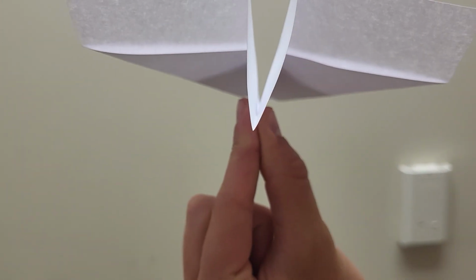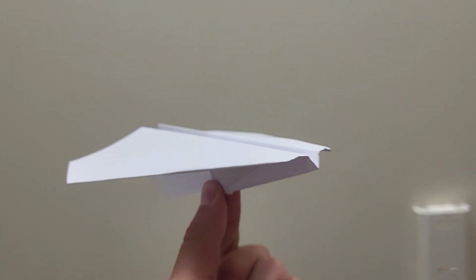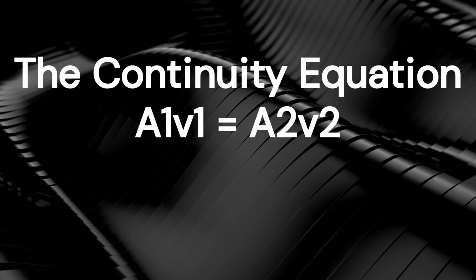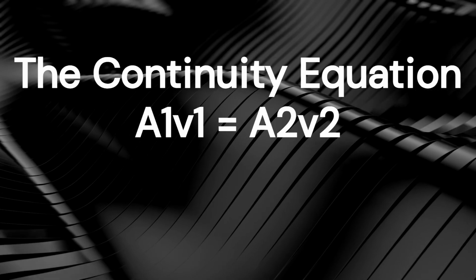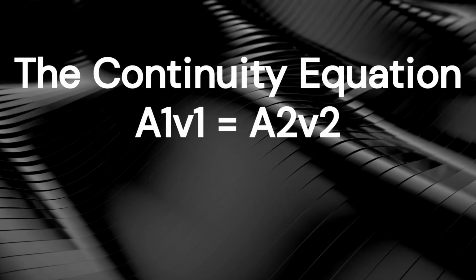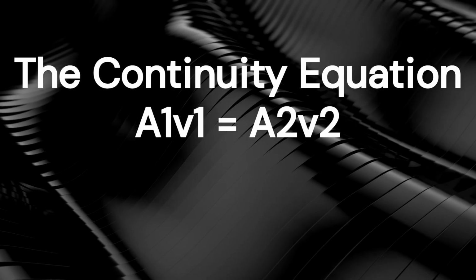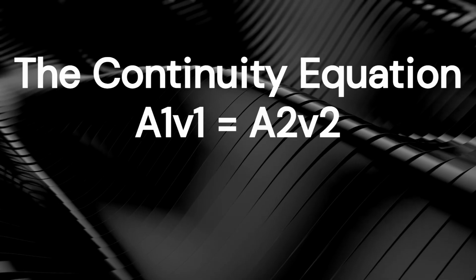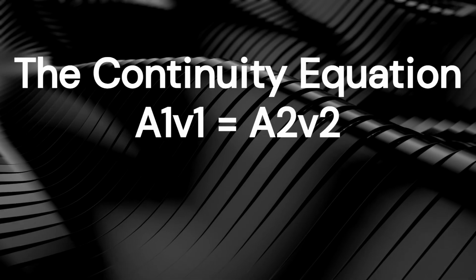The equation A1V1 equals A2V2 explains that when a fluid flows through a smaller area, its speed increases. In the equation, A represents area and V represents velocity. This relationship helps explain why air speeds up as it travels over the curved top of the wing.